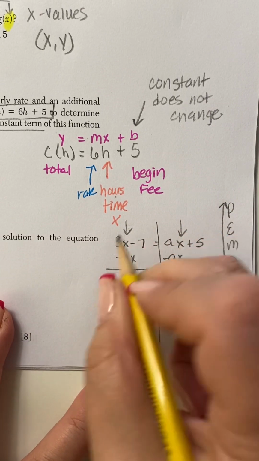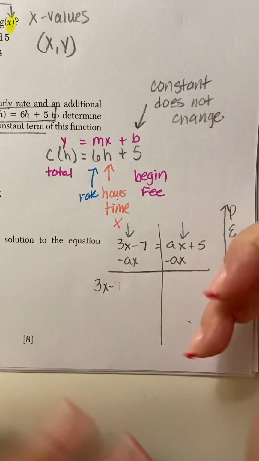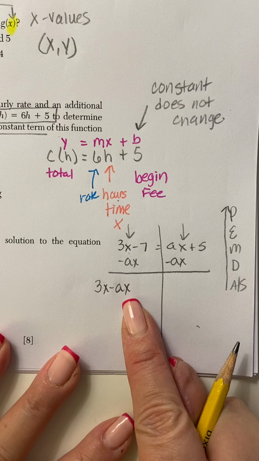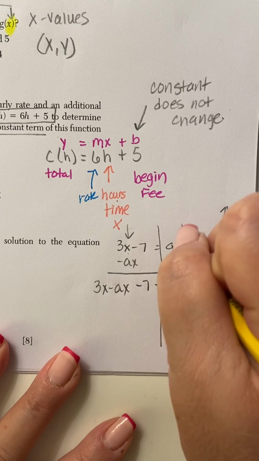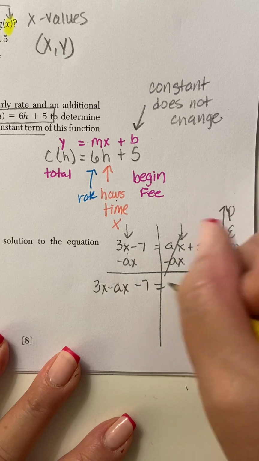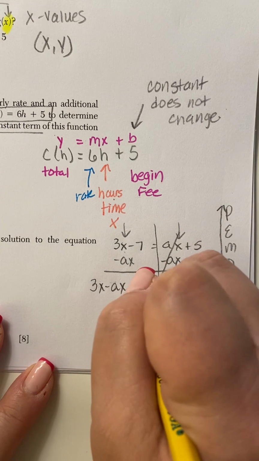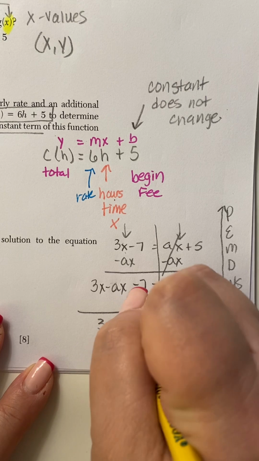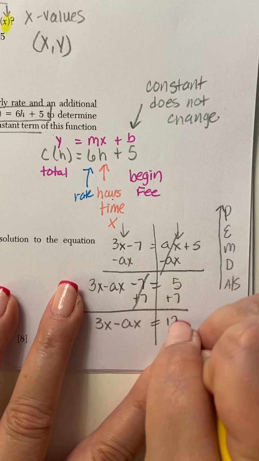3x minus ax is 3x minus, what did I write, 7? 3x minus ax. We can't combine them because we don't know what a is, we don't know what x is, so it's just 3x minus ax. Minus the 7 equals, cancels. This is called the additive inverse or the additive property of equality. We're adding to make something go away and stay equal. And then this is equal to 5. I'm going to do the addition subtraction step again. Plus 7, and I get 3x minus ax, which cancels, additive property of equality. 5 plus 7 is 12.